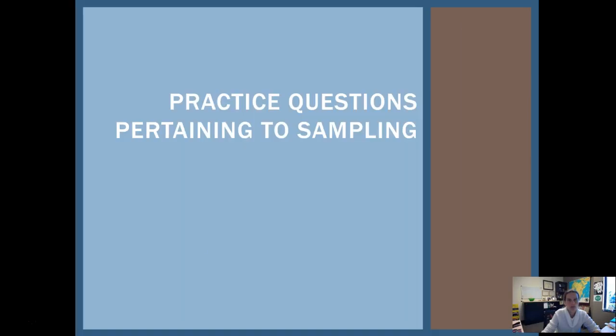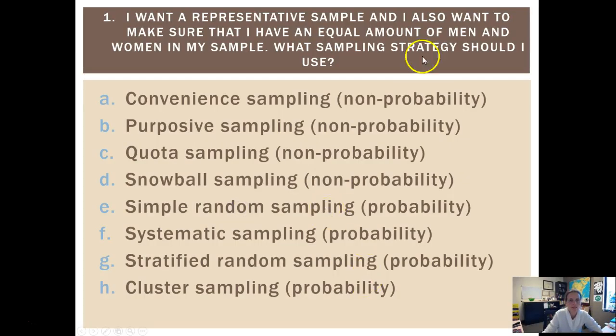Okay. I have some practice questions for you, and then we'll be done. This is just to check your understanding. So this first question says, I want a representative sample, and I also want to make sure that I have an equal amount of men and women in my sample. What sampling strategy should I use?